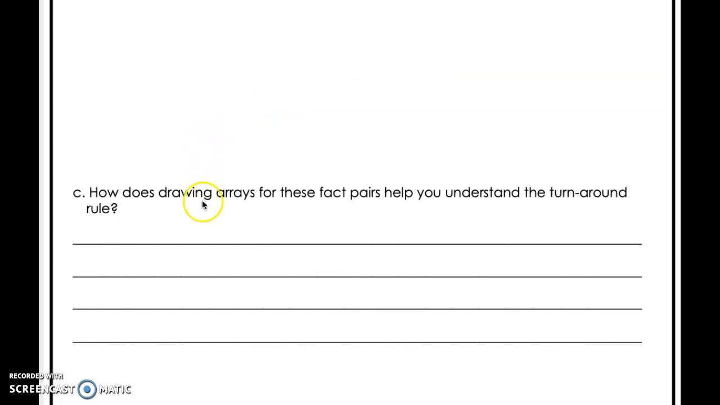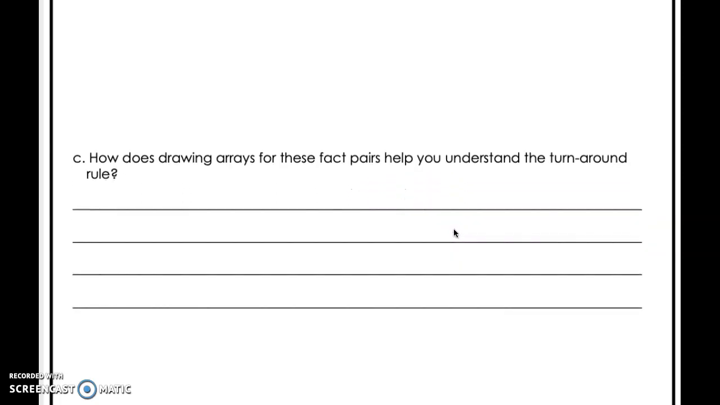It says, how does drawing an array for these fact pairs help you understand the turnaround rule? You can say, I understand because the answer is the same, but the factors are switched and turned around. So that's what you could say. The drawings help me see that you can turn them around and they still have the same answer.